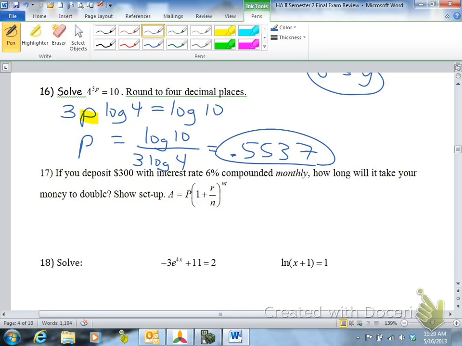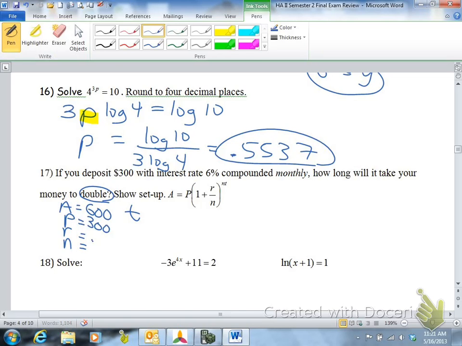If you deposit $300, interest rate 6%, compounded monthly, how long will it take your money to double? Show setup. I think I give you this formula on the front page or next to the question, so you don't have to memorize it. So we have a lot of variables: A, P, R, and T. What's A equal? 600. A is 600, your money doubled. The principal is 300. The amount is 600, so that's doubling.